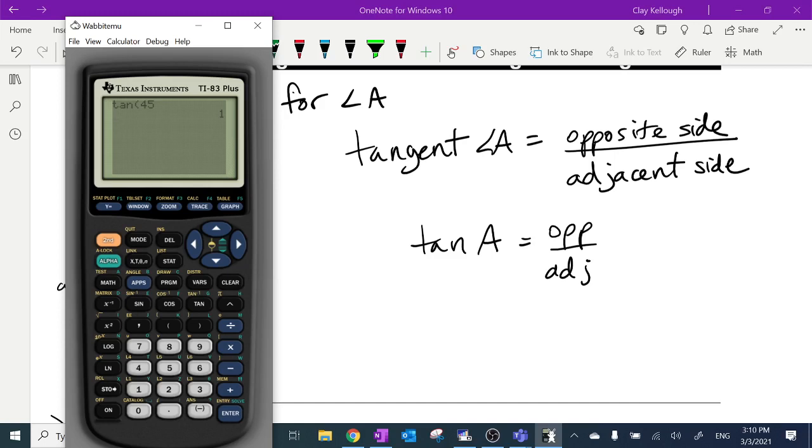We good? Everybody's getting a tan of 1? Tangent of 45 is 1? Okay, cool. We're ready to actually solve some problems with tangent then.